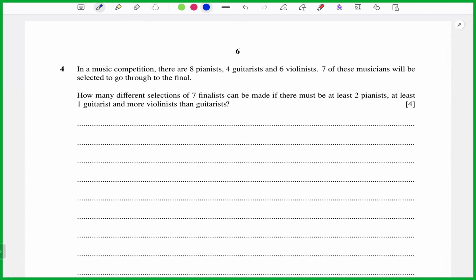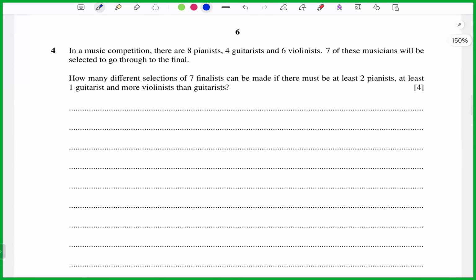Okay, at least 2 pianists, 1 guitarist. At the same time, you also need violinists more than guitarists. So okay, how to consider these cases? And the last, you see, they select from the 7 finalists.